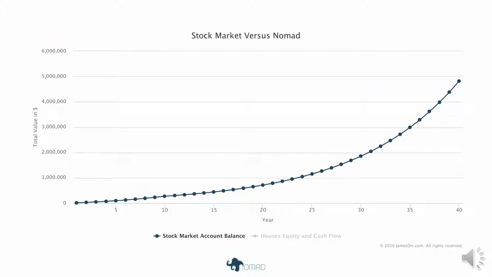Basically, it shows you how much money you invested starting in year 1, and that your balance of the whole thing in year 40 is up here at $4.8 million. This is what it grew at over time.